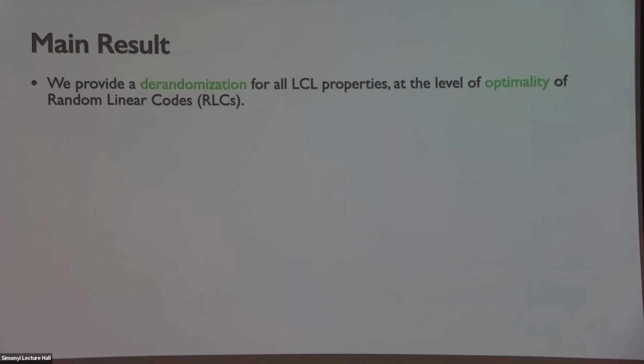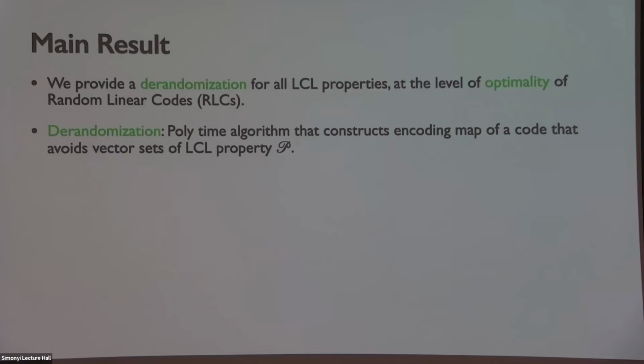So what does it say? It says that we give a derandomization for all LCL properties at the same level of optimality as random linear codes. A few terms I have to talk about here. Derandomization is just saying that we give a polynomial time algorithm that constructs the encoding map of a code that avoids the vector sets associated with any local property P you want. So fix a local property P, we give a polynomial time algorithm for constructing the encoding map of a code that is good for that local property.